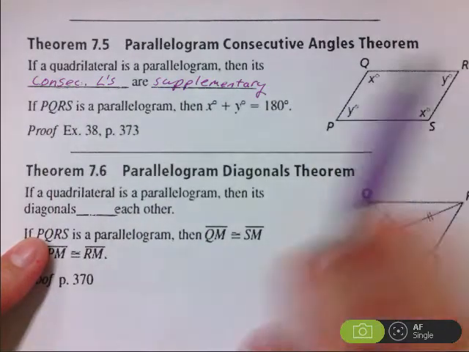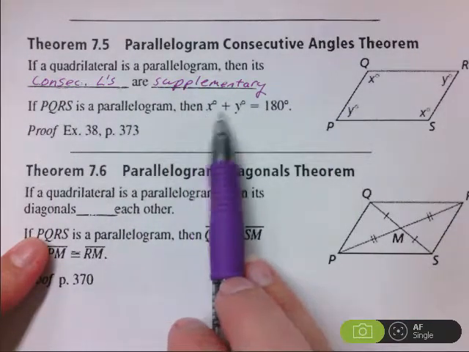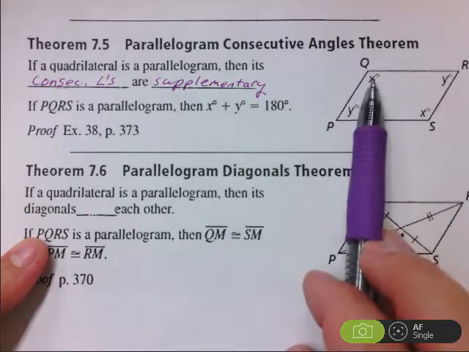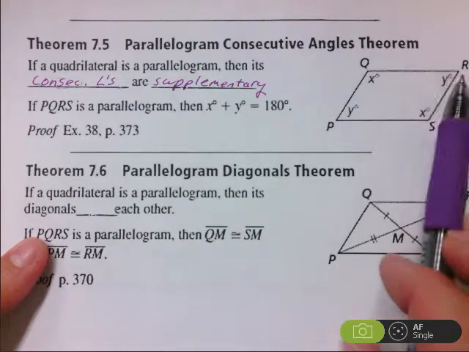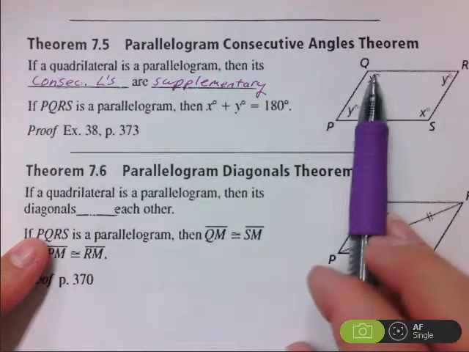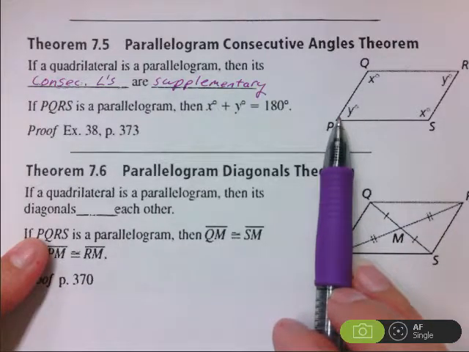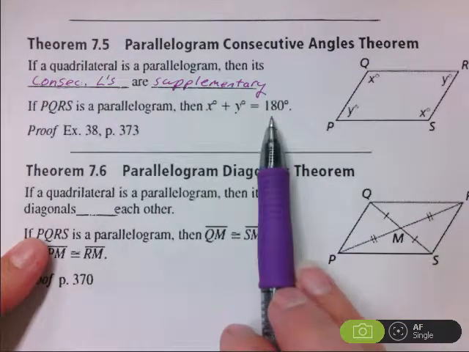So then here's a great example. If we have our parallelogram over here, then x plus y equals 180. X plus y, those are consecutives. We could also go counterclockwise. X plus y, those would be consecutive as well. They add up to 180 degrees.